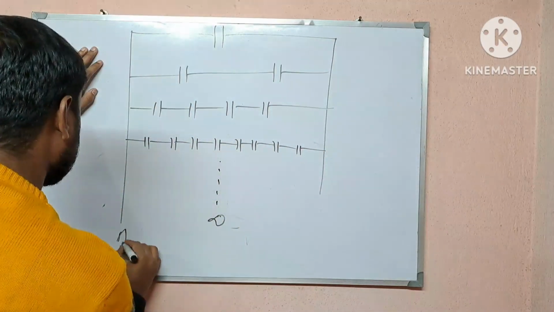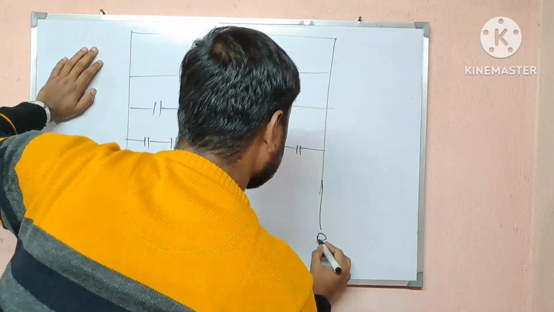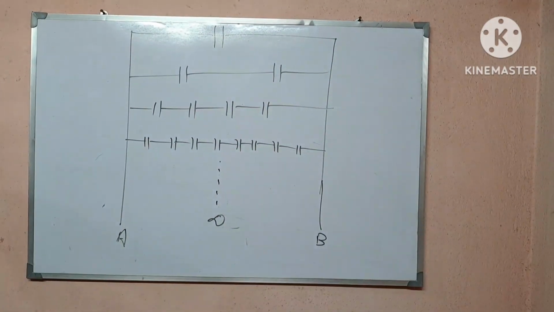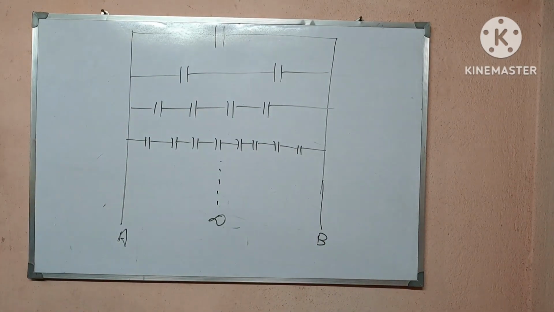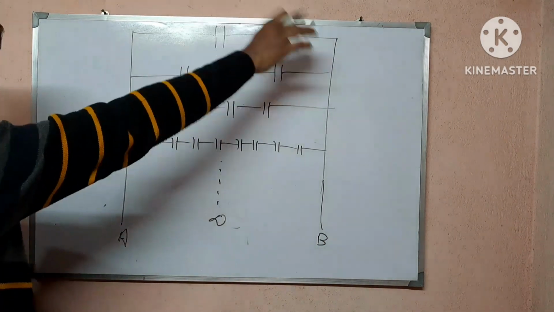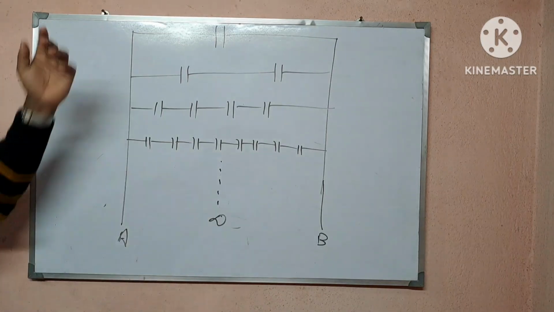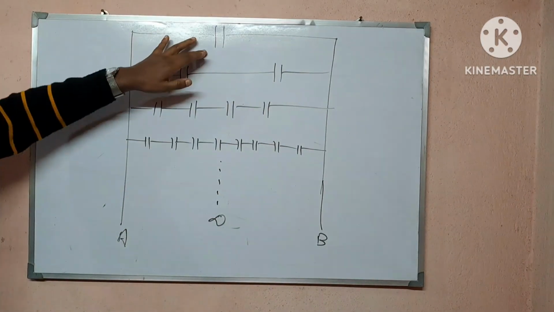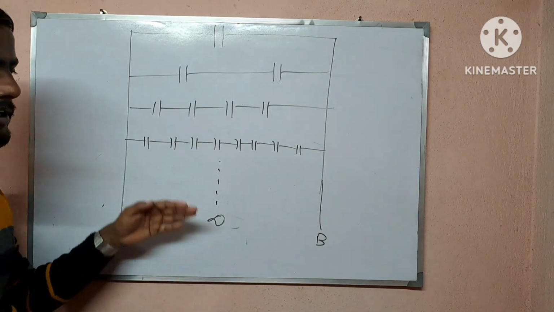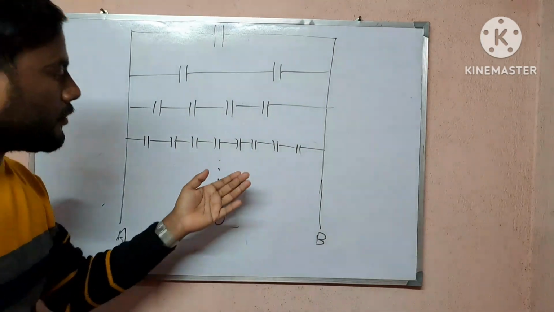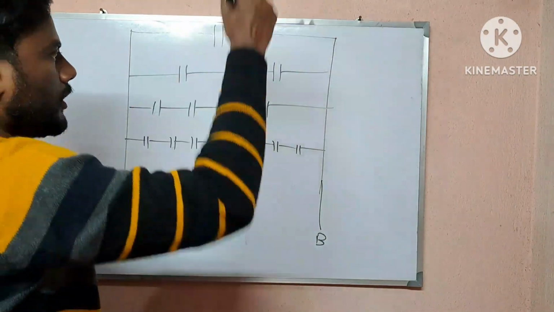The entire combination goes on. This point is A. This point is B. Each of capacitance C. Let's see the pattern here. You have to find the equivalent capacitance between the points A and B. How will you solve it? Just follow the combination 1, 2, 4, 8. So the next one will be 16, and the next one will be 32, and so on.